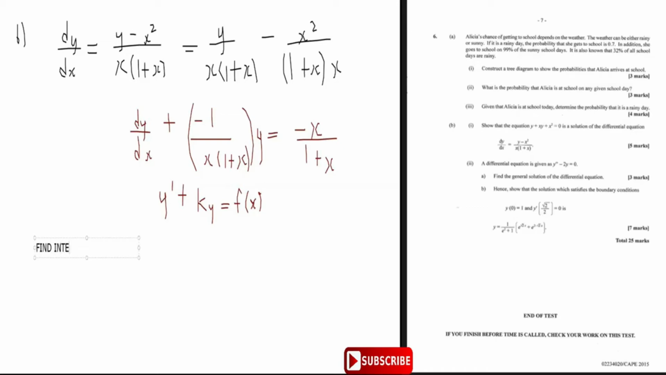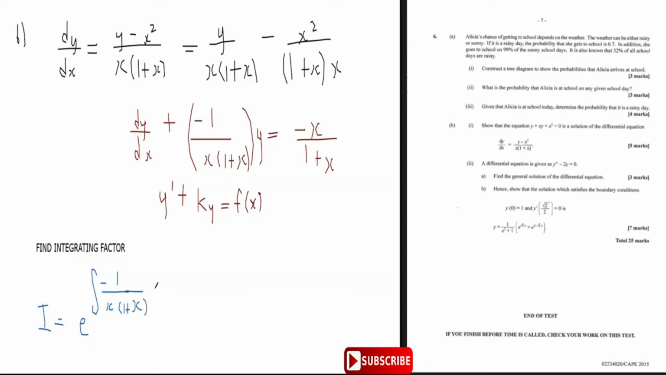So to find the integrating factor, we can call the integrating factor I. And the integrating factor I is going to be equal to e to the integral of k dx. So it's e to the integral of minus 1 over x times 1 plus x. Now, how do you integrate 1 over x times 1 plus x?